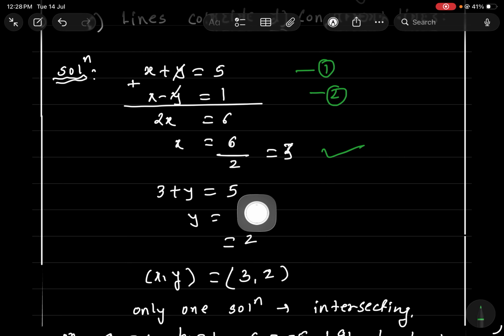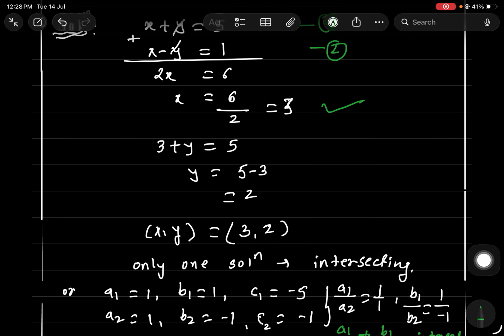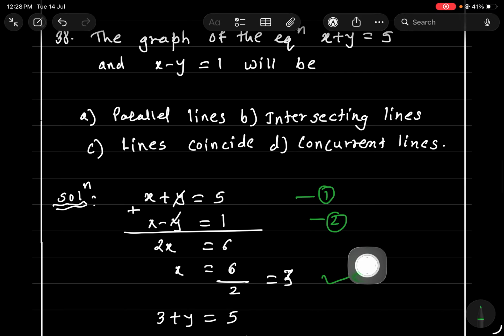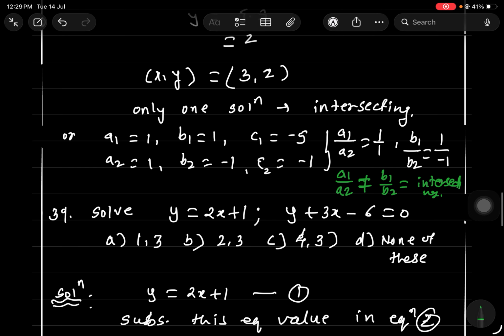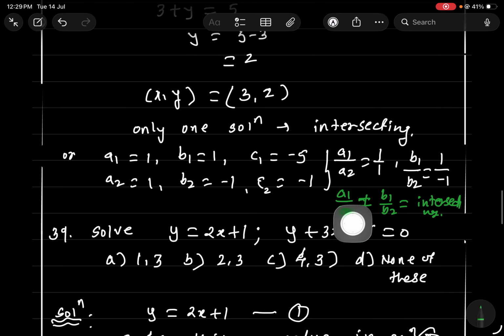Now you got the x value, so you can put this value of x in equation 1: 3 plus y equal to 5, y equal to 5 minus 3, so 2. So x equal to 3 and y equal to 2. Here we got only one solution, which means the lines are intersecting. On graph paper, these lines will intersect each other, so your option is B.